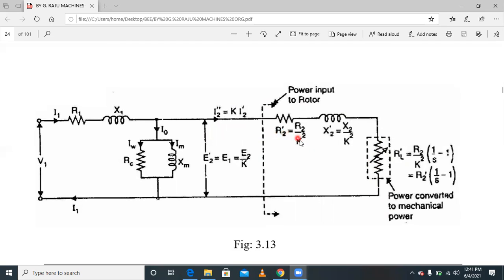So this is the circuit diagram after the secondary side parameters are converted into the primary side. R2 dash is equal to R2 by K square, and X2 dash is equal to X2 by K square, and R2 by K square into (1 minus s) by s is the load resistance. This power is converted into mechanical power.